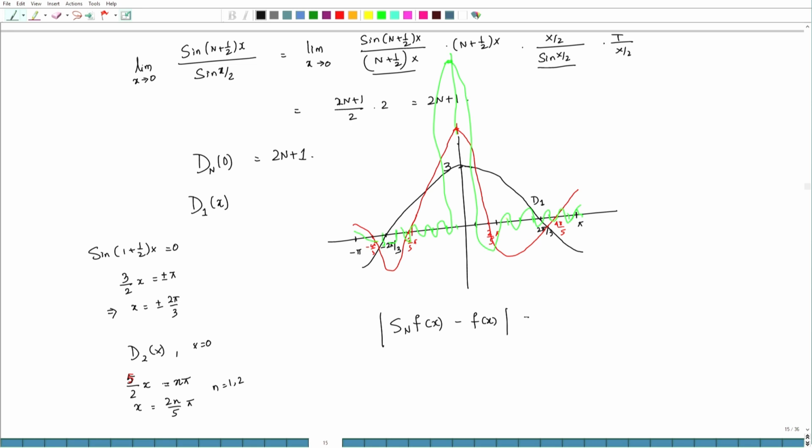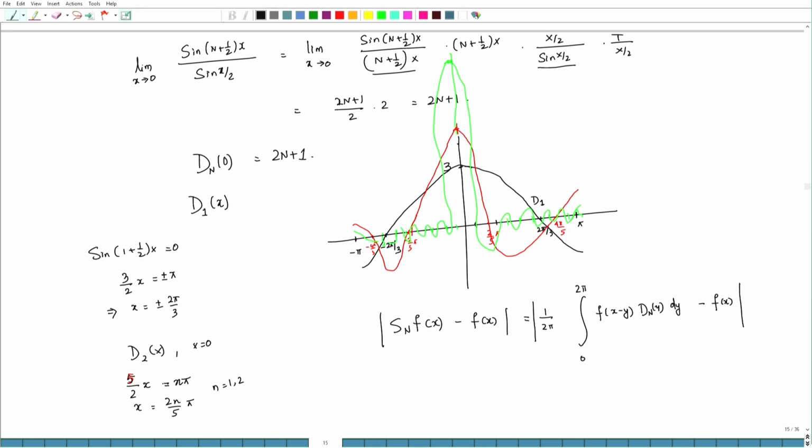Now, let us make an attempt to understand how we are going to attack this problem. This is equal to the integral of f of x minus y times D_n of y dy, with 1 by 2 pi, minus f of x. This 2 pi should be inside the modulus, as per our definition. So we would like to have one integral over here.